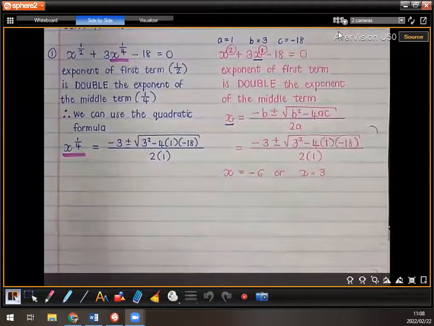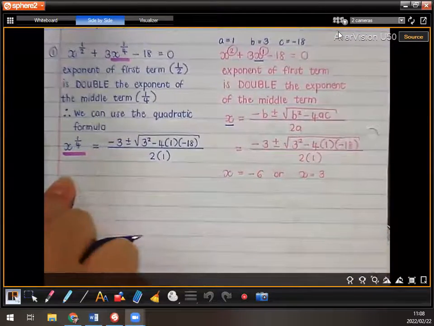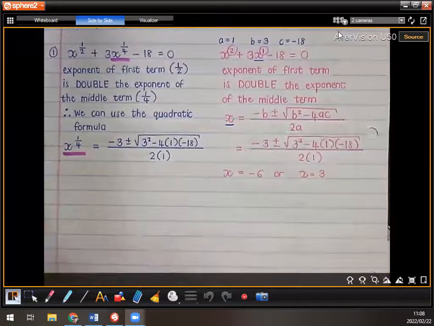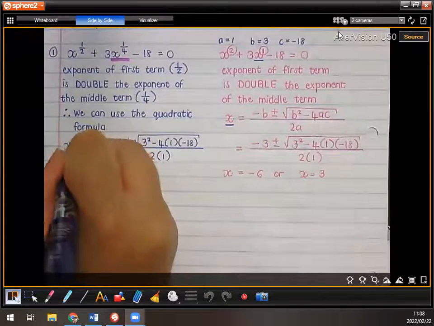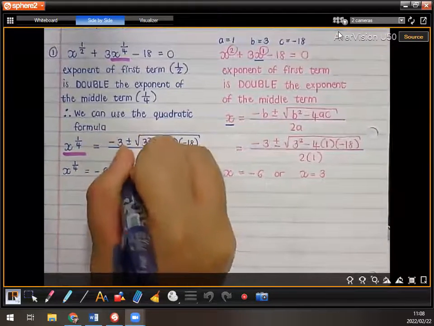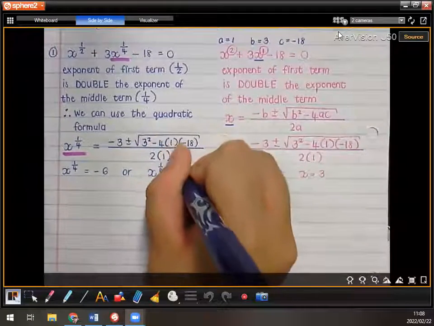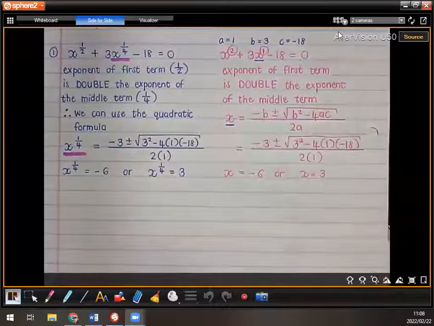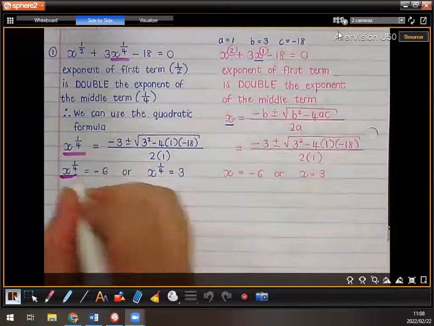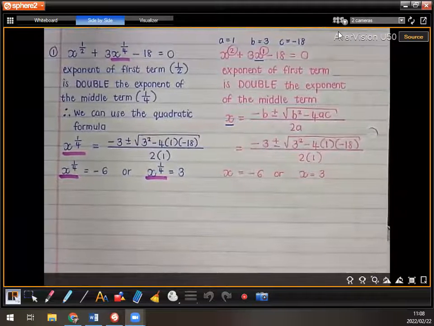And then, just like you did, you're going to get 2 answers. Now again, guys, these answers are going to be x to the quarter. Right, so we're going to say that x to the power of a quarter is negative 6, or x to the power of a quarter is 3. Let's underline that again in the same highlighter. Right, all of that is coming from that middle term.